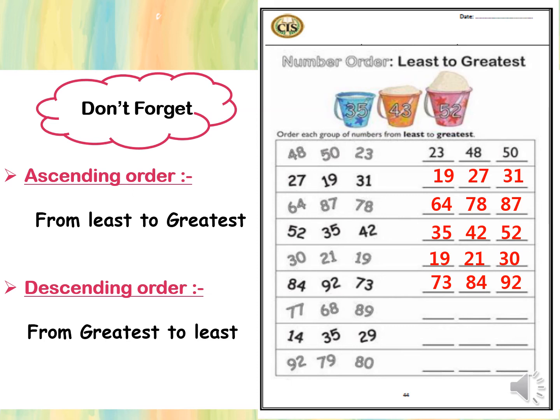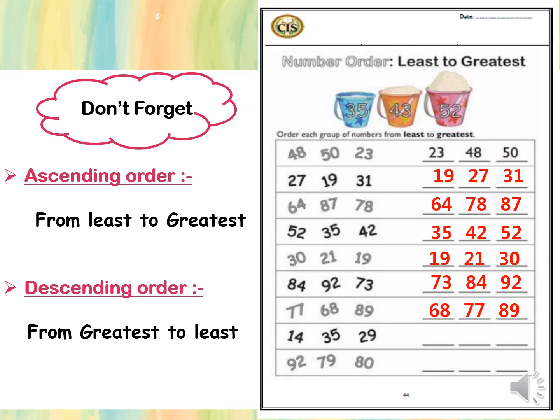Next we have here 77, 68, and 89. Okay, look at tens place. We have here 7, 6, 8. So the smallest number first, 68, 77, and then 89. Next we have here 14, 35, and 29.